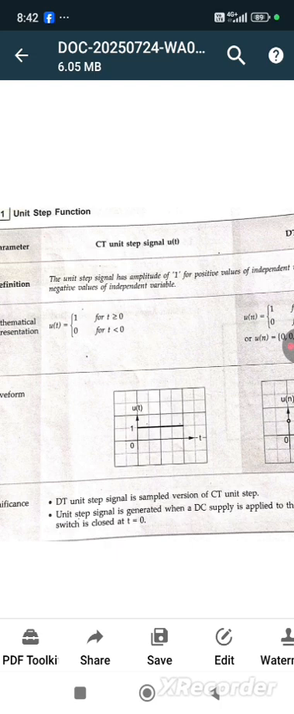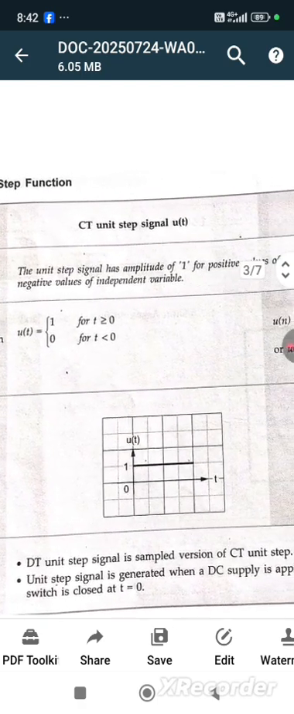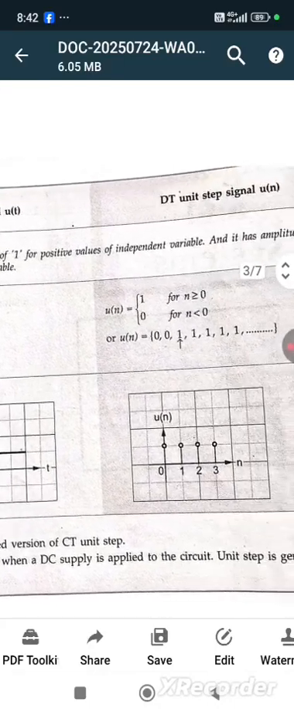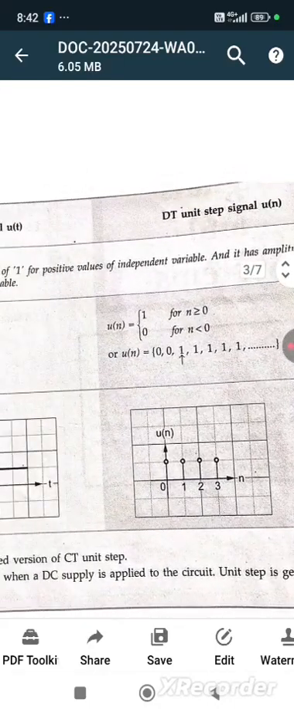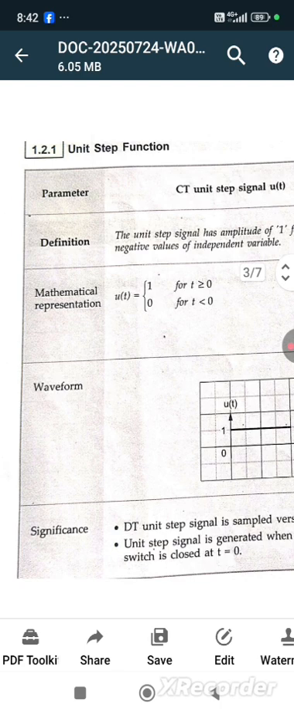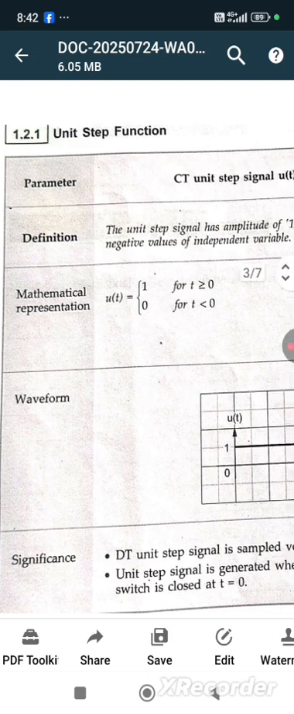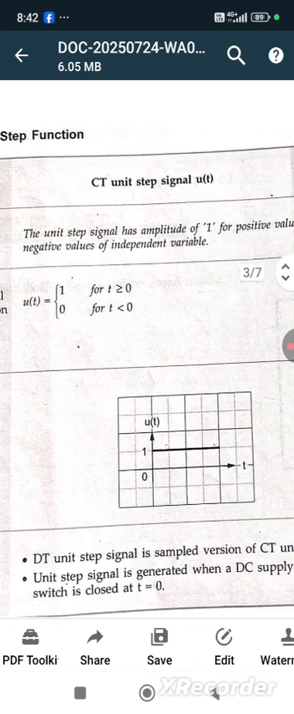Okay, now the standard signal: unit step. The unit step signal has an amplitude of 1 for positive values of the independent variable, and an amplitude of 0 for negative values. Keep that in your mind. We give the mathematical representation as u of t. u of t equals 1 for t greater than or equal to 0, and 0 for t less than 0. This is the mathematical representation for a CT signal.